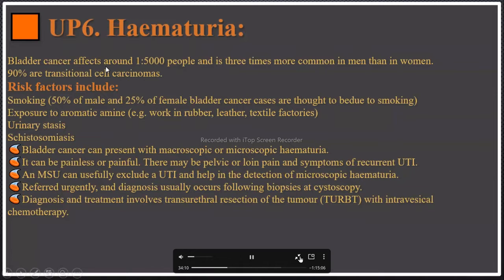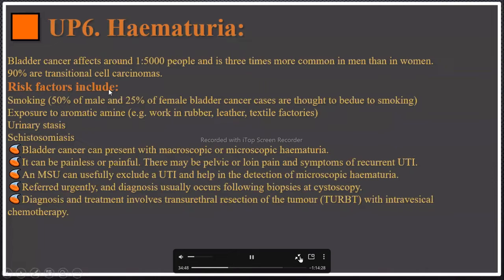Bladder cancer affects around 1 in 5,000 people. Rare or common? Rare. And it is 3 times more common in men than in women. It means if it happens in every 5,000 people, 1 person may be male. Okay. 90% are transitional cell carcinoma, so this is the histology or pathology.